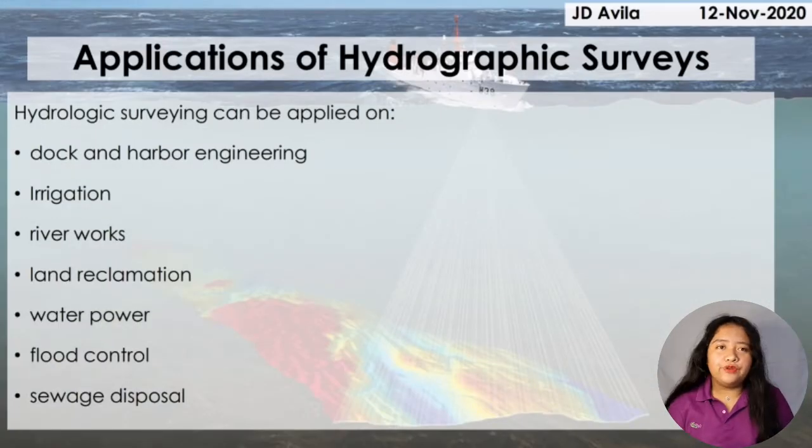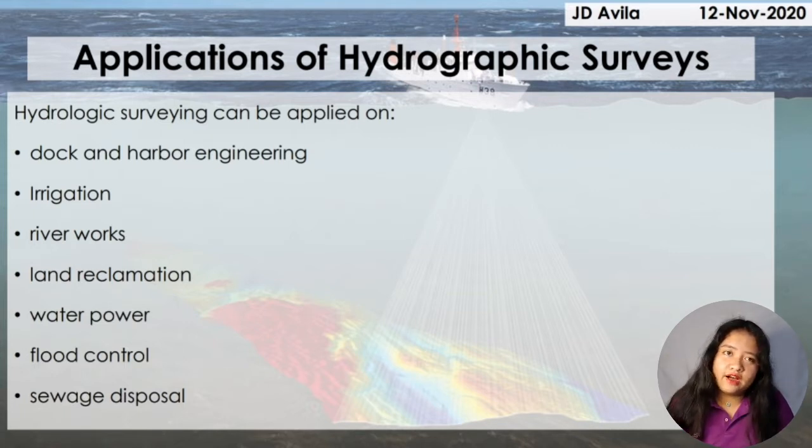So, where can hydrographic surveying be applied to? Hydrographic surveying can be applied to dock engineering. That is where you can see the ports, the seaside, or the ships and boat docks. And hydrographic survey can also be used in irrigation. Irrigation is the process of applying controlled amounts of water to plants at needed intervals. So, hydrographic surveying can also be used in land reclamation, where this land reclamation is the process of creating new lands from oceans, lakes, seas, riverbeds, and others.